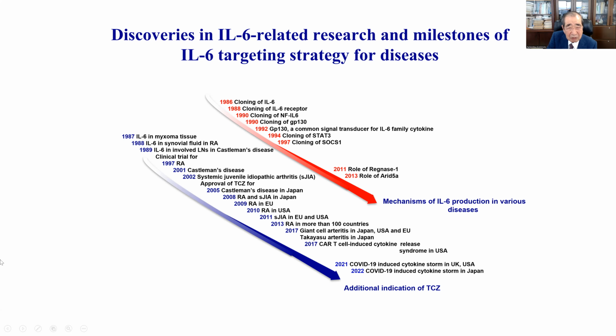And also in the clinical field: the synovial fluid in rheumatoid arthritis, Castleman disease, and juvenile idiopathic arthritis. All these resulted in the treatment with tocilizumab being approved in Japan, the EU, and the United States. And then for CAR T cell induced cytokine storm tocilizumab is also used, and now for COVID-19 induced cytokine storm it is also approved in the UK, USA, and Japan.